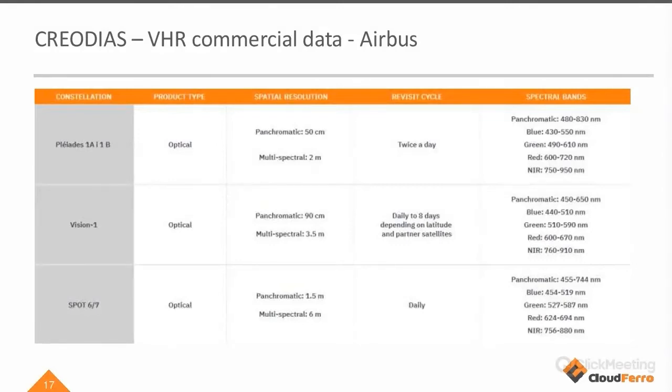So now you can see that, for example, satellite Pleiades 1A, 1B is acquiring imagery in much higher resolution, so 50 centimeter in panchromatic and also 2 meter in multispectral. And also the revisit cycle: the satellite is at the same place much more often, so twice a day at the same place of the globe, and also Spot is visiting the same place daily.